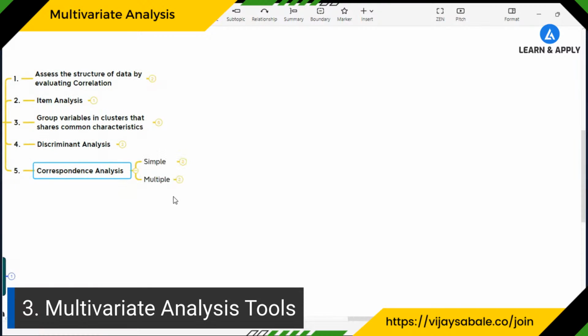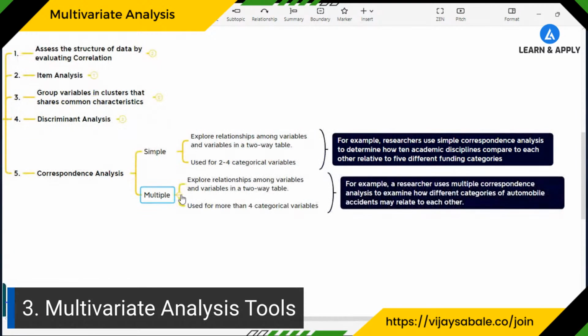Now, what is the application of this? Correspondence analysis is used to understand the relationship between many variables and to group them for easy analysis. These have mainly two types. The first one is called simple and the other multiple. As the name indicates, simple analysis explores the relationship among variables, and the variables are in a two-way table.